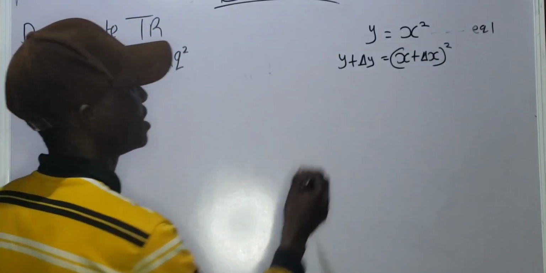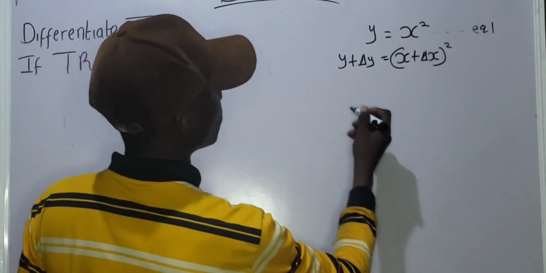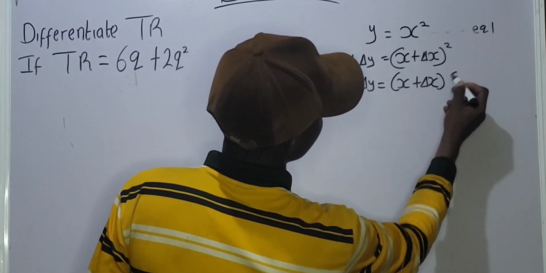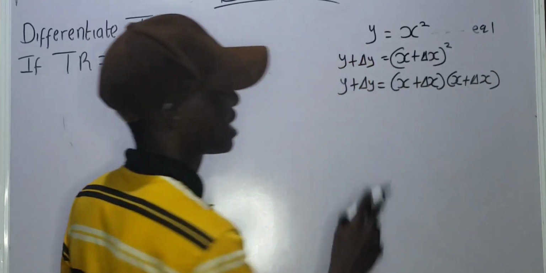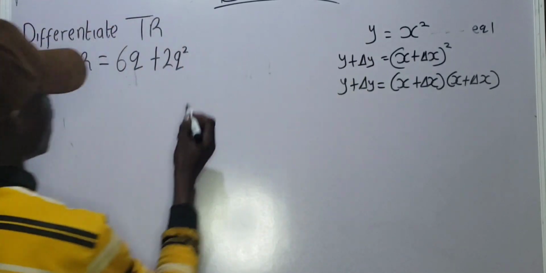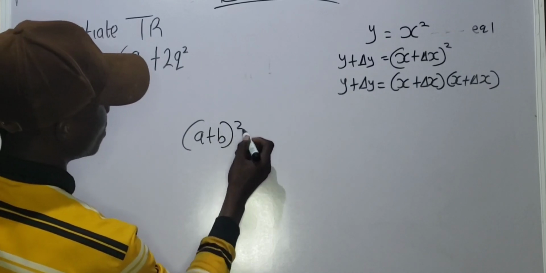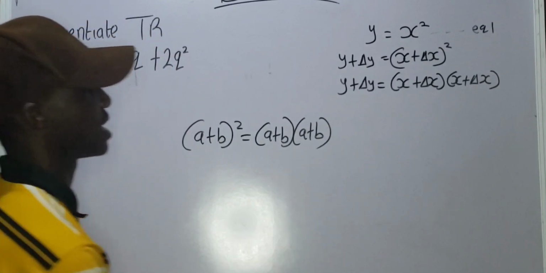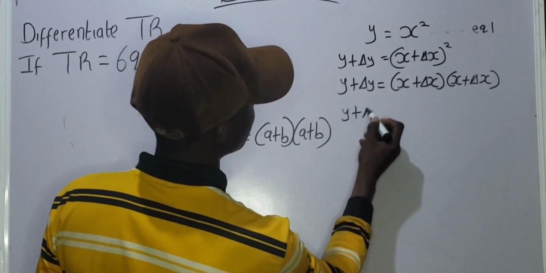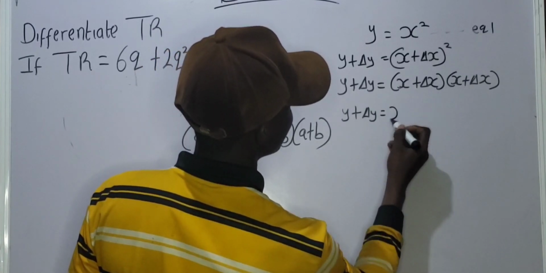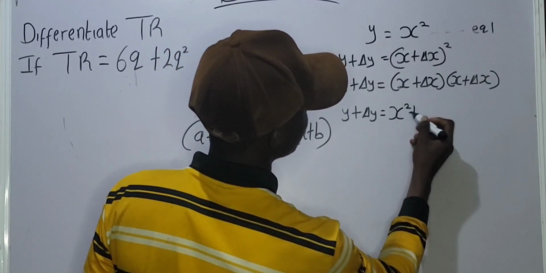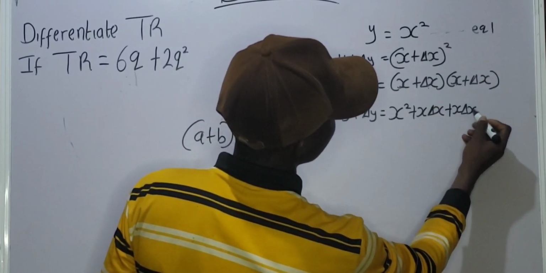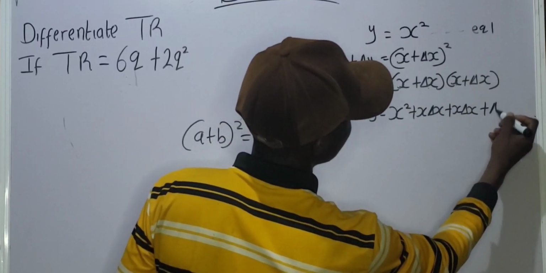Now let us expand the right hand side of the equation. I'm going to have y plus delta y is equal to x plus delta x, times x plus delta x. Do you understand how I got this? If you have a plus b raised to the power of 2, this is a plus b times a plus b. I just expanded the bracket. For this, I'm going to have y plus delta y is equal to x multiplied by x, that is x squared. X multiplied by delta x, that is plus x delta x. Delta x multiplied by x, that is plus x delta x. Delta x multiplied by delta x, that is plus delta x squared.